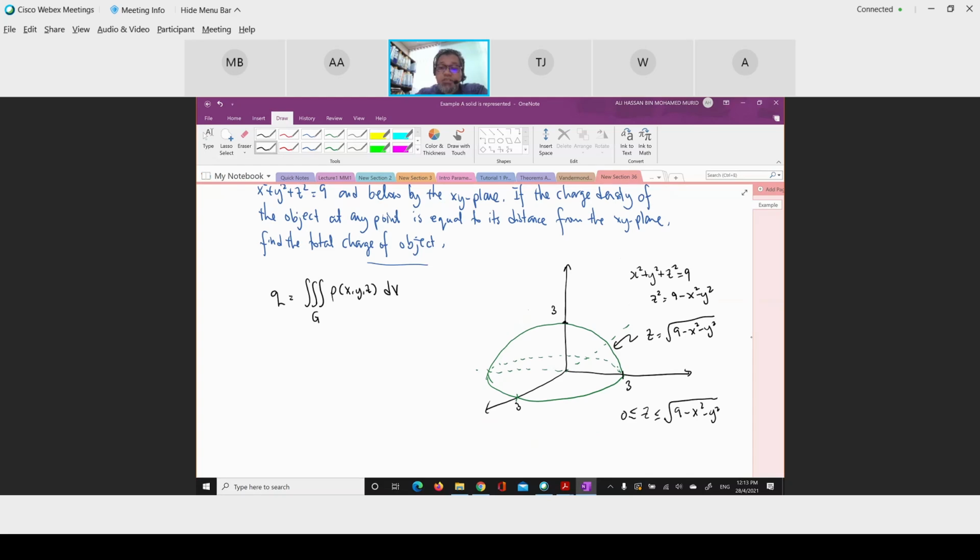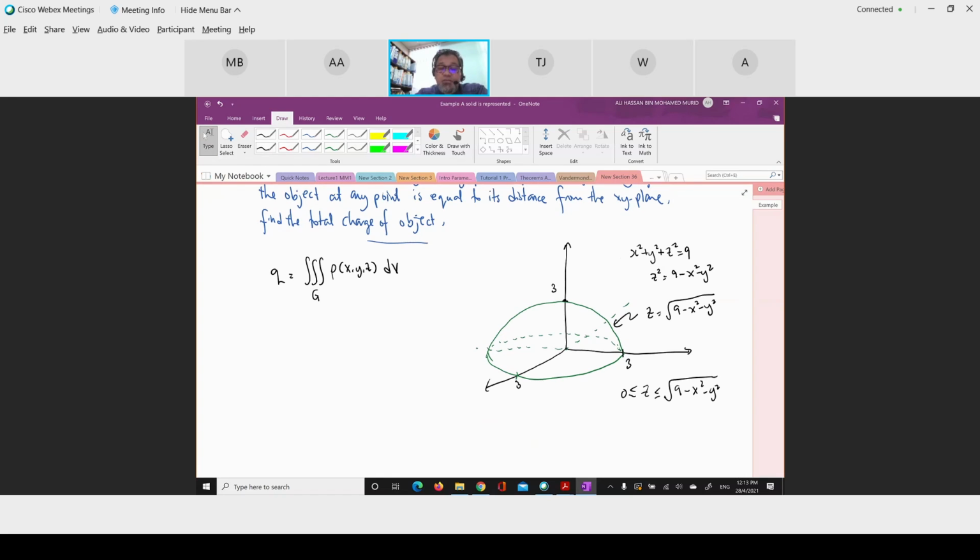So now we know the bound for z. What about xy? xy is in this region, right? xy here, this blue region. So the point xy belongs to the blue region here.